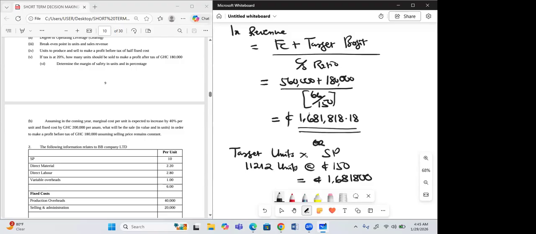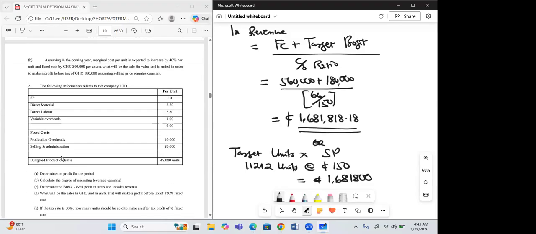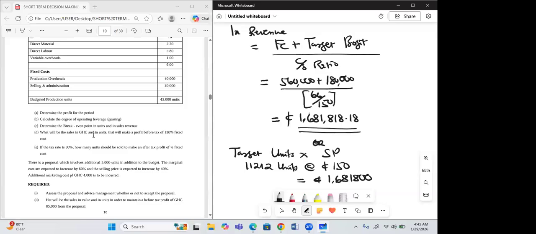So that is that. So the second question, BB Company Limited: determine the budgeted profit, the degree of operating leverage, break-even point in units and sales revenue. What is the sales in Ghana cedis and in units that will make a before tax profit of 120% of fixed cost? If the tax rate is 30%, how many units must be sold? So you can do this. It's the same thing, right? Yes.